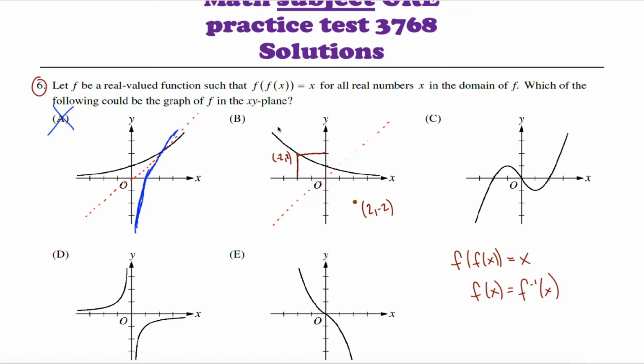What if I took the graph in B and reflected it over this line? Well, that would give me something that looks sort of like this. Again, not perfect, but maybe good enough. Clearly black is not the same as blue. B is not my answer.